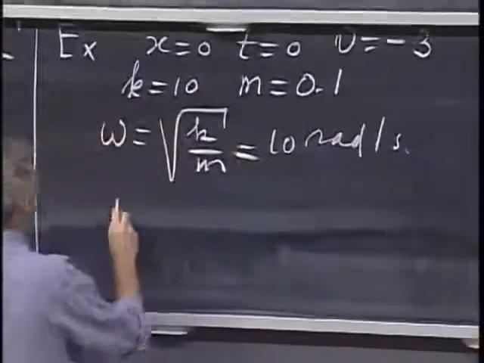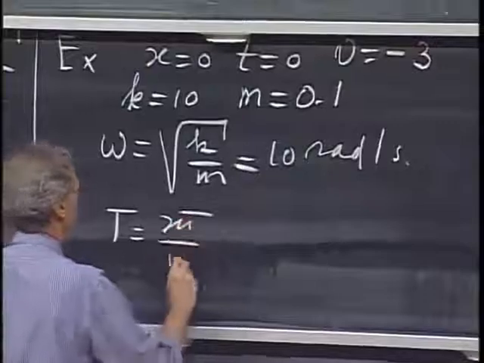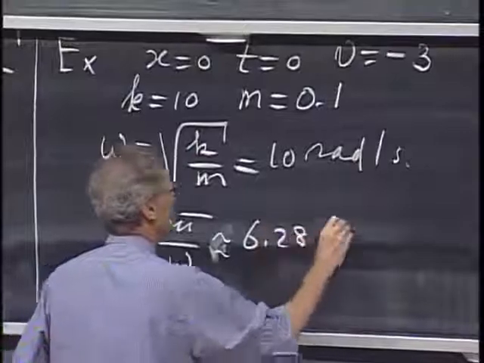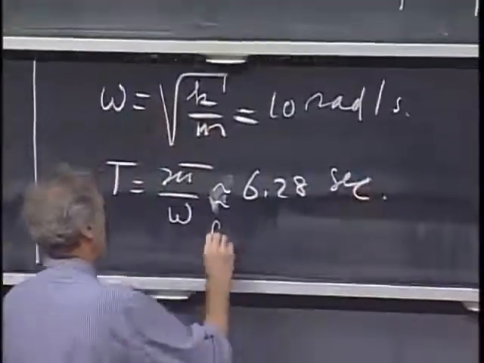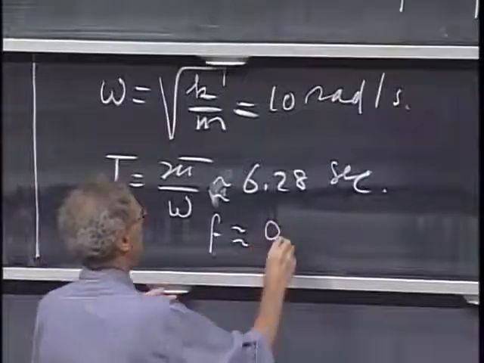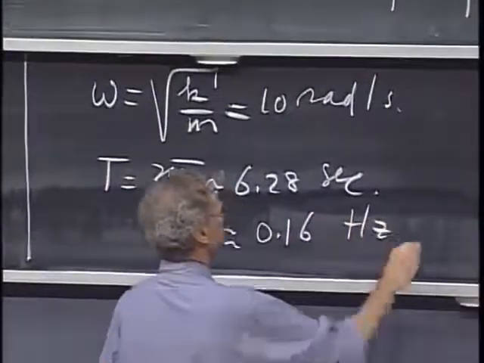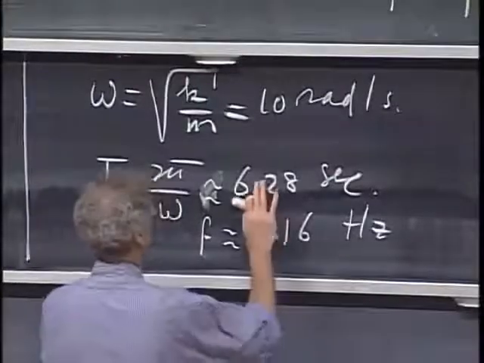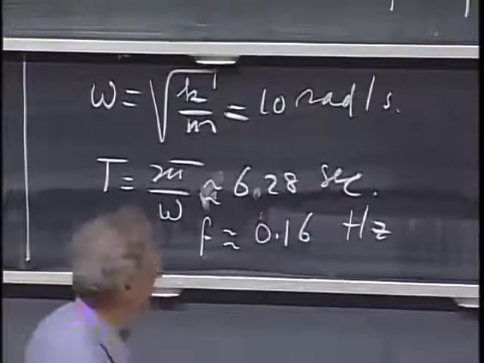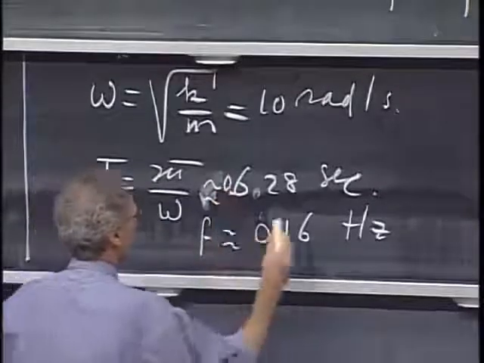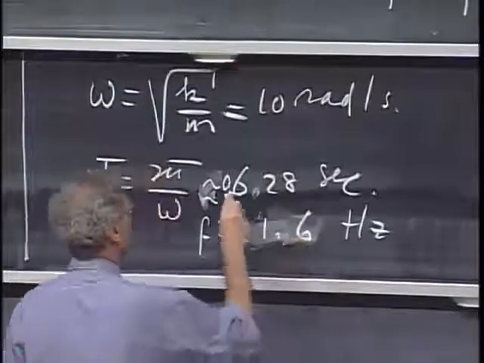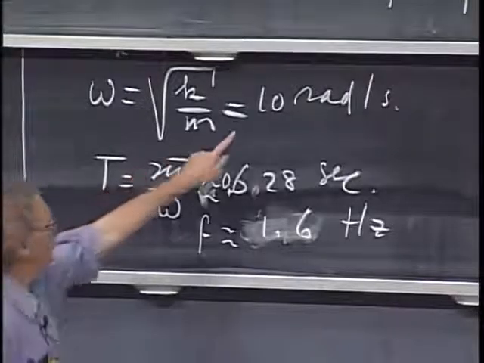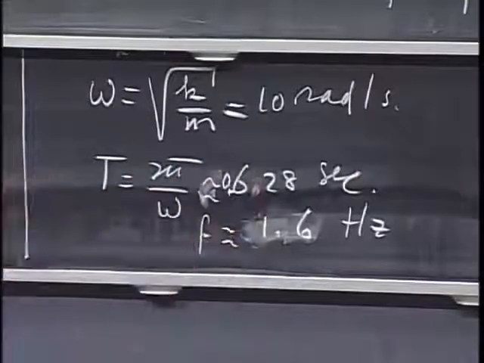The period T, which is 2π divided by ω, would be roughly 6.28 seconds, and the frequency f would be about 0.16 hertz. So just to get some numbers, 0.16 hertz, sorry. This is not my day. This is 0.628, and this is 1.6 hertz. 2π divided by ω, you can see this is 10. 6 divided by 10 is about 0.6.